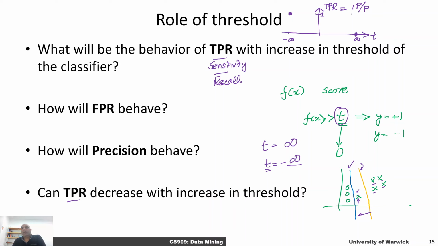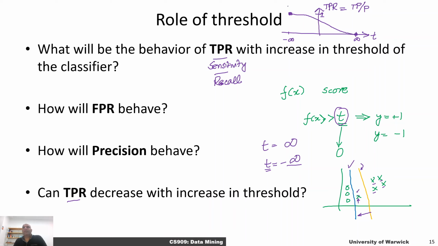As we know, when we increase the threshold value, the number of positives that are going to be generated is going to go down. That means the true positive rate is either going to stay the same or it's going to decrease. So this curve is going to be a monotonically non-decreasing curve, right?